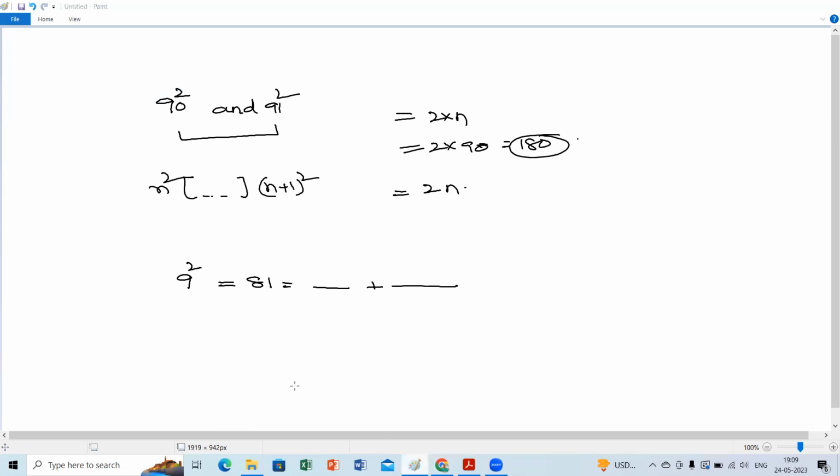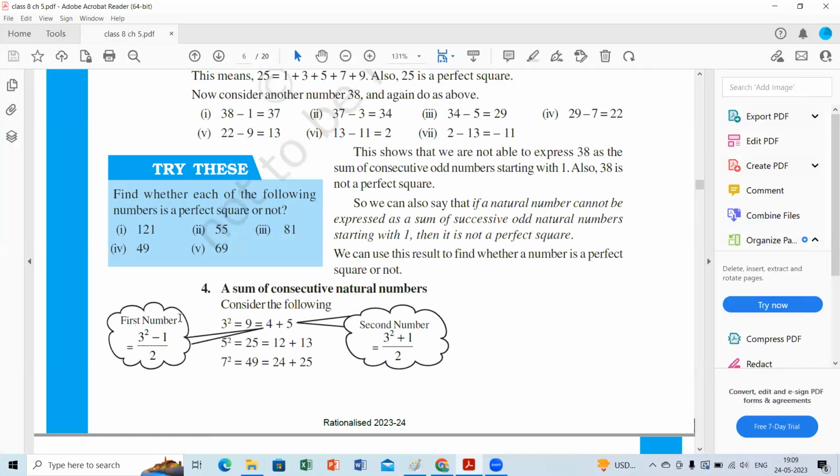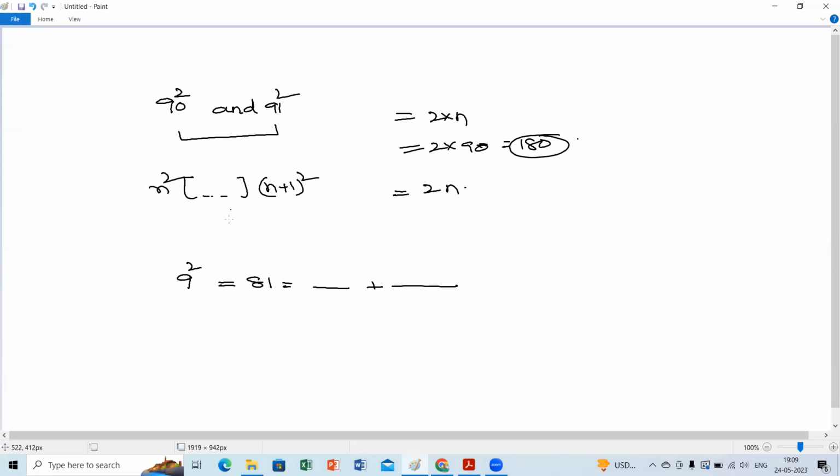Look back at the formula. If you want 3 square, you represent it as (3 square minus 1) by 2 and (3 square plus 1) by 2. What is n square, children? n square is whatever the given number. Here it is 9 square, 81. So it is (9 square minus 1) by 2 plus (9 square plus 1) by 2.